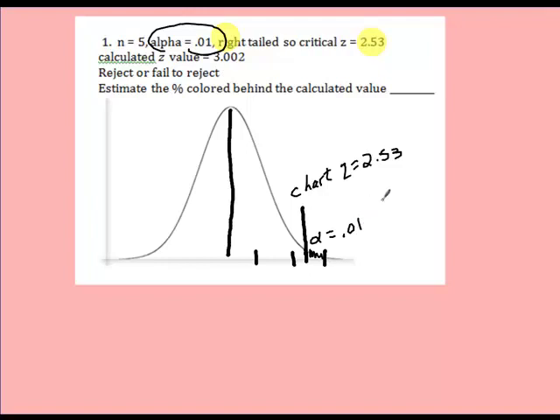But when I calculate this, already done for you, it comes out to be 3.002 over here. The calculated value is 3.002. Well, you can see that you're going to reject the null. The calculated value is in the rejection region. But if I had to estimate what percent of the curve would still be behind the calculated value, truly just an estimate, I would say it's about 0.005. Less than that 1%, something less.